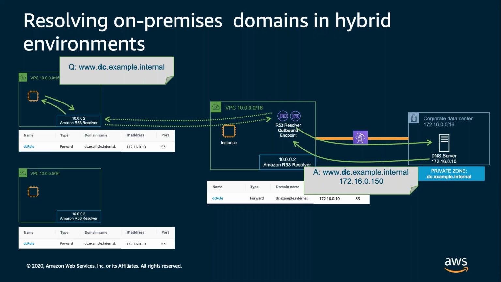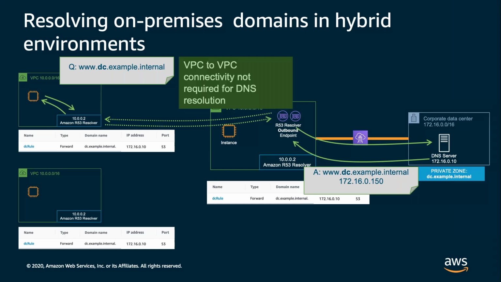What's important to note here is that my two VPCs on the left have no direct connectivity to the VPC that hosts the outbound endpoint, nor to the on-premise environment. So we actually don't need any type of VPC to VPC connectivity for this DNS resolution. This all happens through the Route 53 resolver service. So in each of the VPCs on the left, the Route 53 resolver is able to forward traffic to the outbound endpoint through this rule that we have shared.